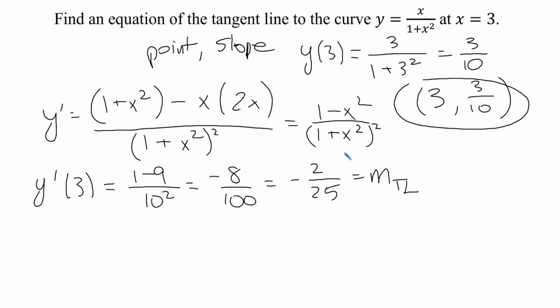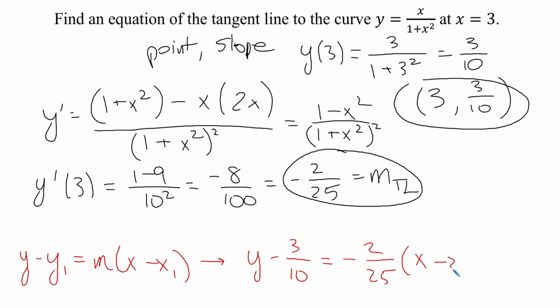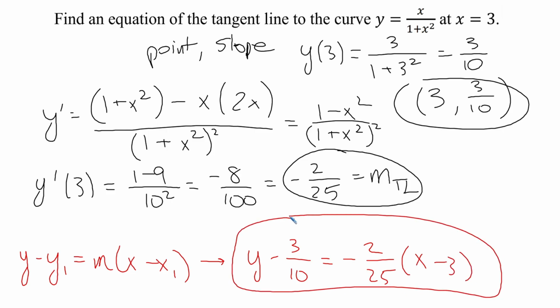We've got the point. Now we just have to plug it into point-slope form. We remember that point-slope form is y minus y1 equals m times x minus x1. So we've got y minus 3/10 equals negative 2 over 25 times x minus 3, when you plug in your point and your slope. And that's our answer to our first one. Again, I definitely converted it into slope-intercept on the answer key, but that is not ever necessary, so don't worry about doing that.